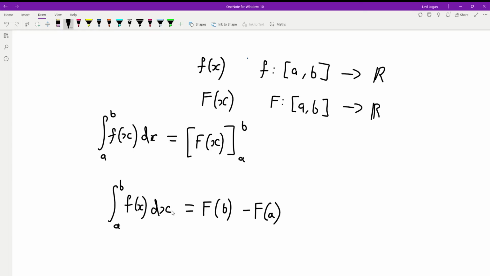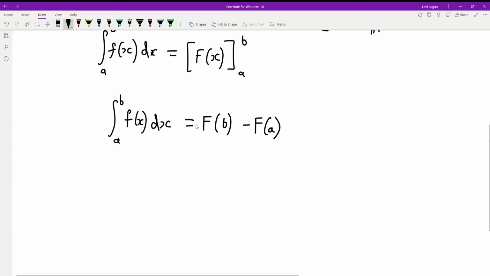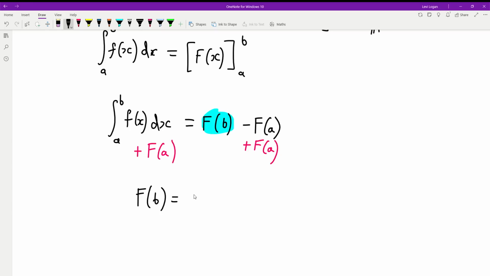Now you can rearrange this, so you get this following bit by itself. If you move the capital F of a to the other side, you get it by itself, so you get plus capital F of a on both sides. And you get an expression like this. So you get capital F of b is equal to capital F of a plus the integral from a to b of f of x dx.